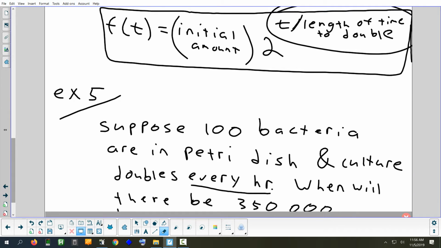So, suppose we have 100 bacteria, doubles every hour. I want to know when there will be 350,000.